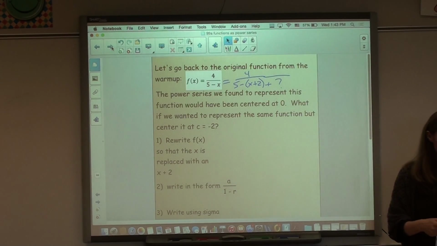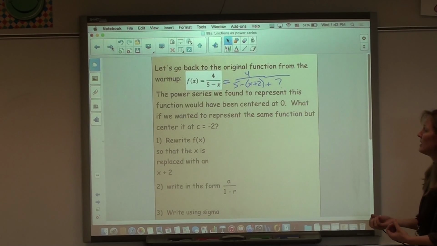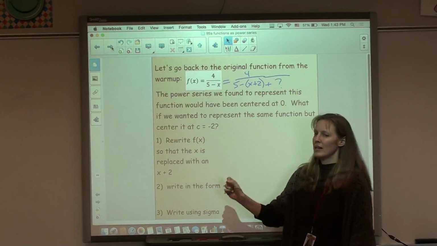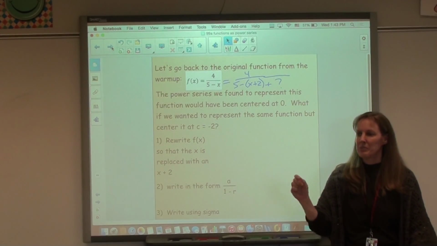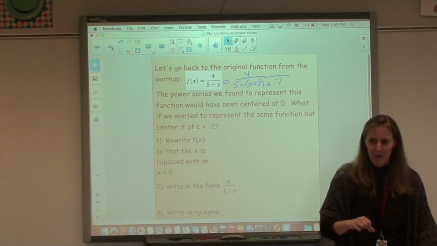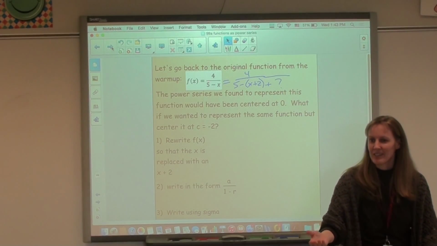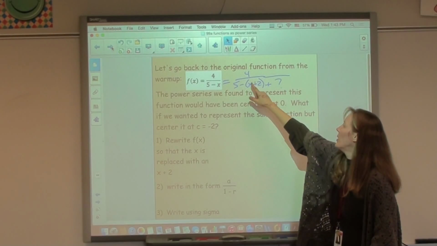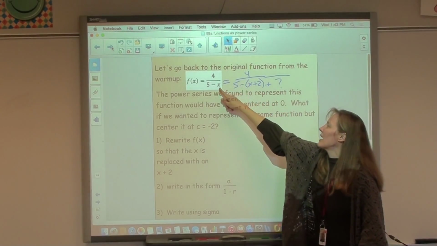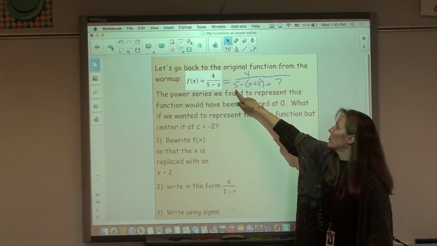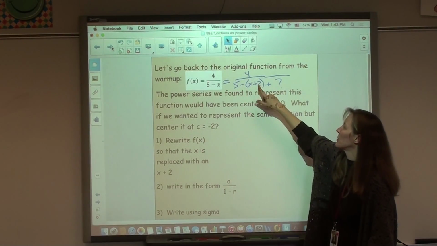So if we want to center it at c equals -2, the first thing you want to do is replace your x with an x minus c, so an x minus -2. If it was to be centered at 4, we'd do the same. So what we're going to do is replace the x with an x plus 2. So you end up with 4 over 5 minus the quantity x plus 2.